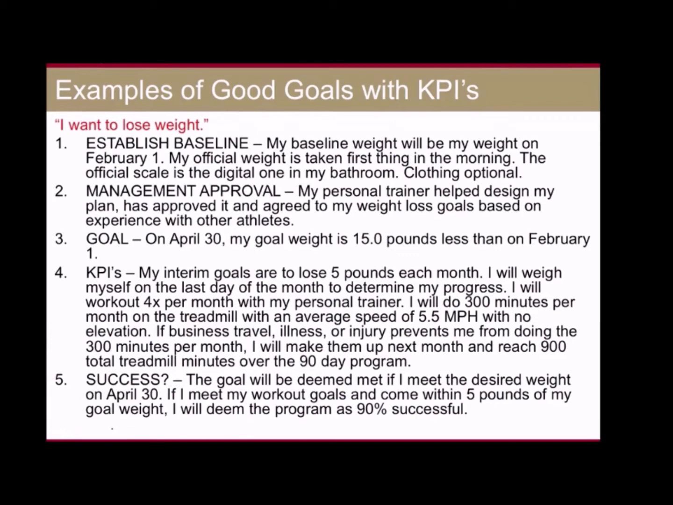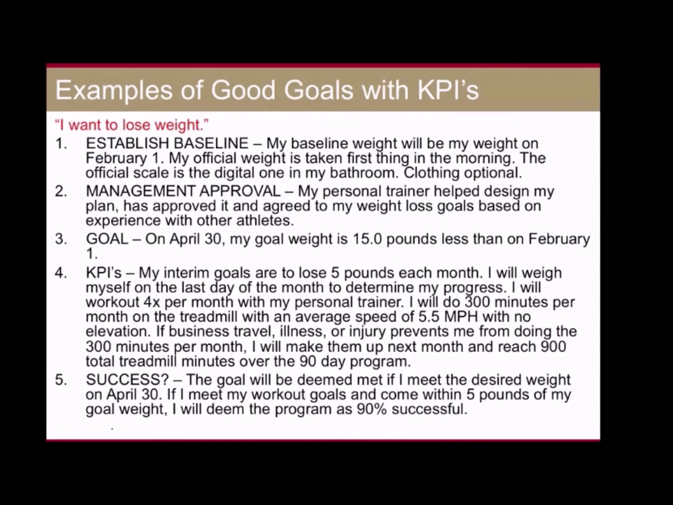You need to get management approval. So go to your boss in the case of a mobile marketing program, or in this case, we're going to go to our personal trainer and make sure that it's okay, because he or she is the expert. Is it okay to set the goals that I have set here? Will it be okay for my health? Is it something reasonable and realistic that I could attain? Once you get that approval, you want to set a goal. The ultimate goal here is that on April 30th, you want to lose 15 pounds. You want to weigh 15 pounds less than you did on the morning of February 1st. Seems like a reasonable goal.